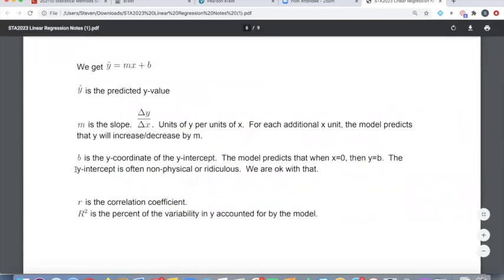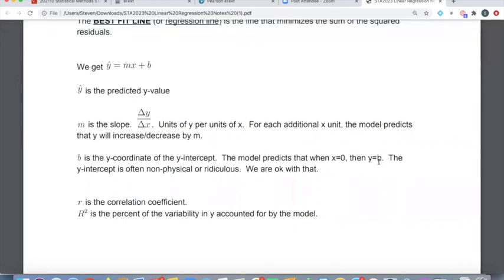So what that means is this model predicts that when x equals 0, y will equal b. And in most cases, the y-intercept makes no physical sense whatsoever. It's usually something ridiculous, but we're okay with that. And I'll explain why when we do an example.